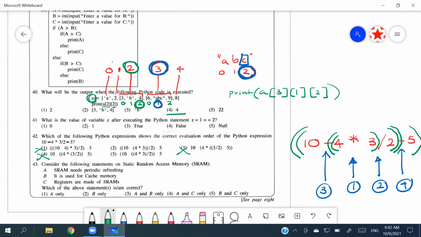So 4 into 3 is there in the second one and the fifth one. And secondly, what they have done is the division part. Then 4 into 3 divided by 2. So in the second answer and the third answer, both happen in the same way. Okay, there is a problem with the brackets level in the paper. Let me concentrate from this.